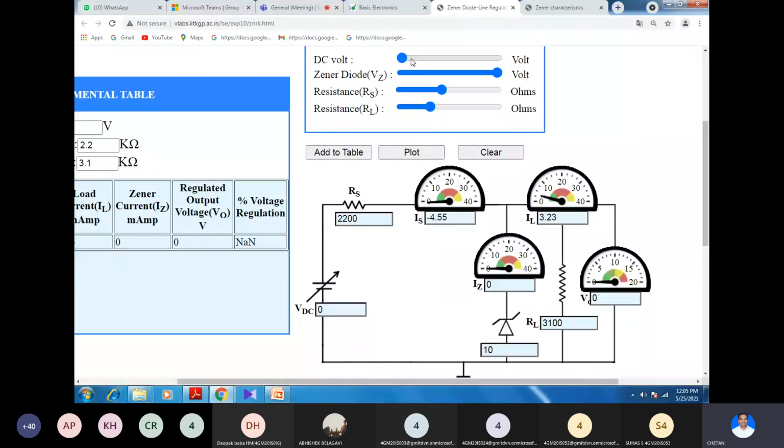Then I will slightly increase the value to 2.8 and take a reading. Then again I will slightly increase this to 6, and I will take a reading. You can observe here the value of Vz for this diode is 10, but the applied voltage is not greater than 10, it is 6. As this is less than the Vz, Iz is still 0. It means that this diode is off, right?